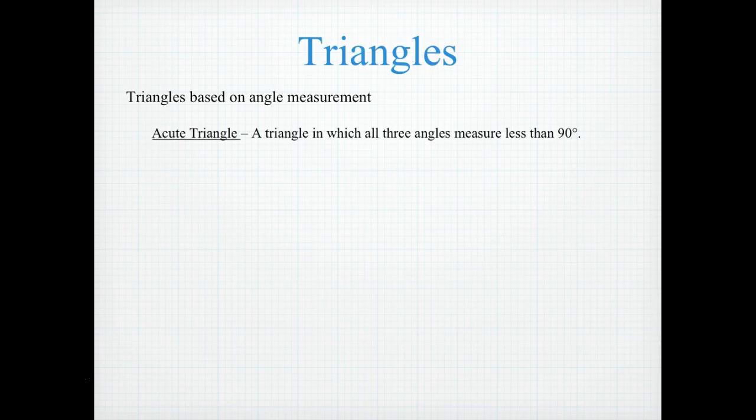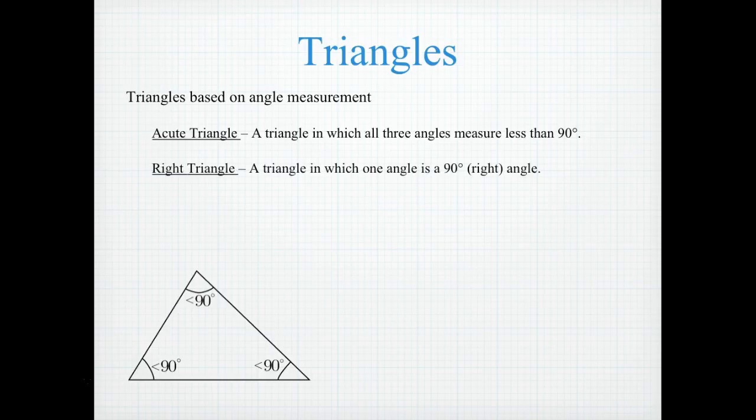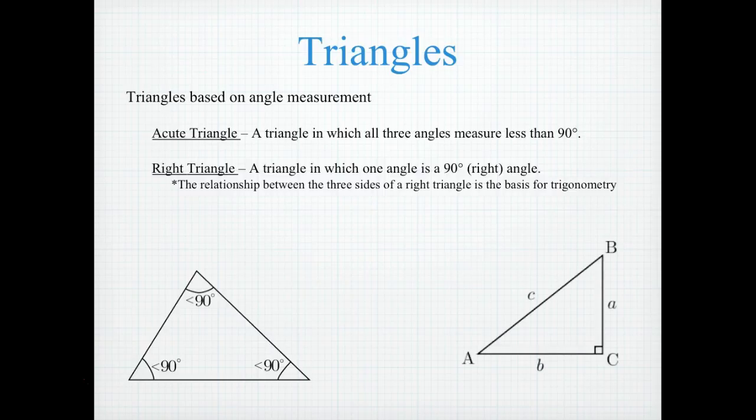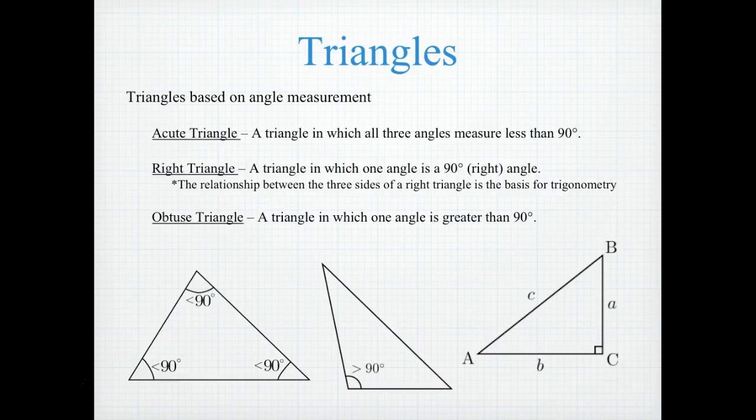First, we have an acute triangle, and in an acute triangle, all three angles measure less than 90 degrees. A right triangle is a triangle in which one angle is exactly 90 degrees, and a 90-degree angle is defined as a right angle. The relationship between the three sides of a right triangle is the basis for trigonometry. And third, we have an obtuse triangle, and in an obtuse triangle, one of the angles is going to measure greater than 90 degrees.